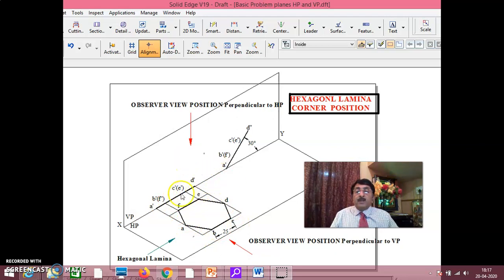Then I've lifted it up, so that it is attached to VP anyway. What you see in the front view is AD length, that is, diagonal AD length. When you move it parallel to VP only, that is attached to VP only, the same length can be seen. This front view length and this front view length will remain the same, 30 degree. This is the surface inclined at 30 degree, or diagonal AD inclined at 30 degrees to HP.